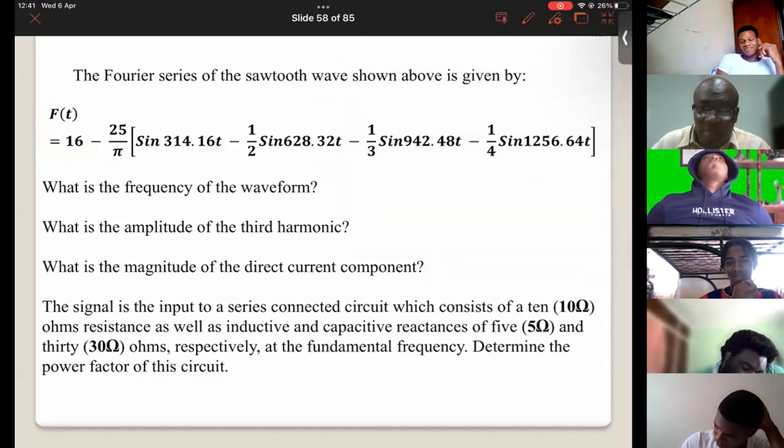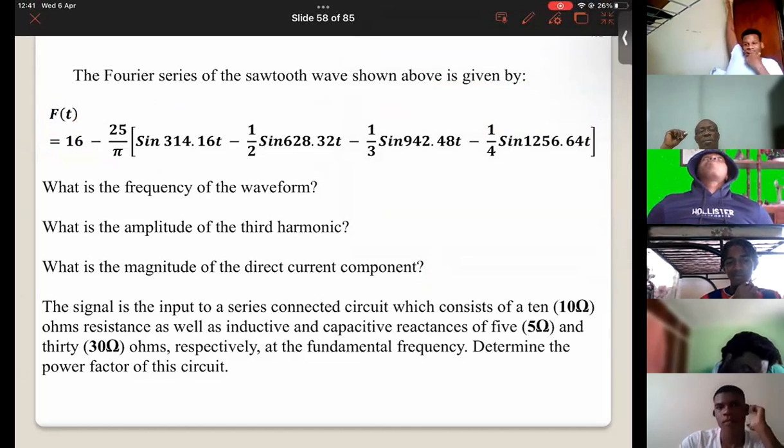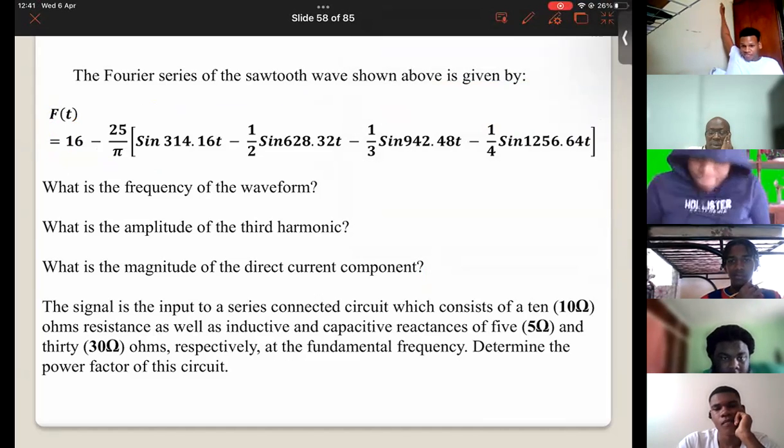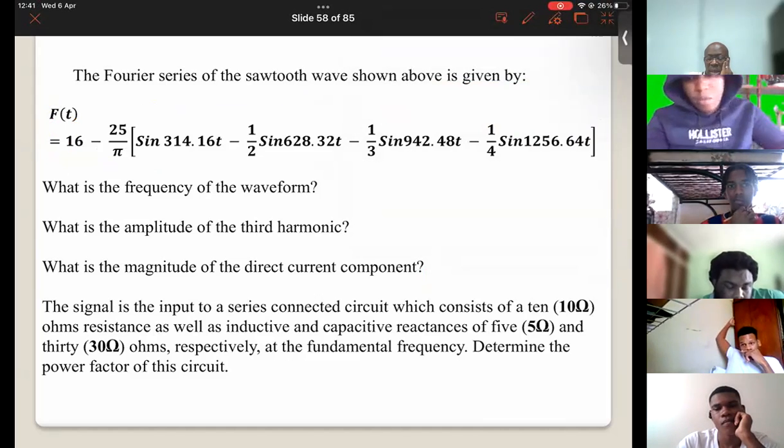Next, I now connect it to a circuit. The circuit has a resistance of 10 ohms. So this is the circuit I'm connecting it to.